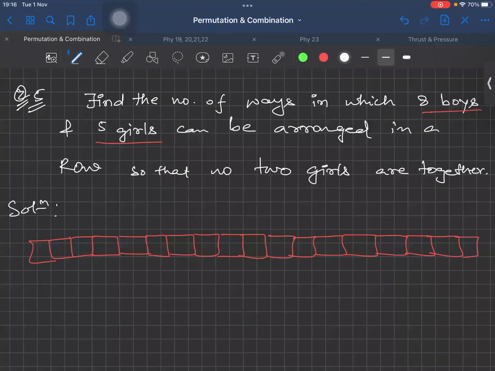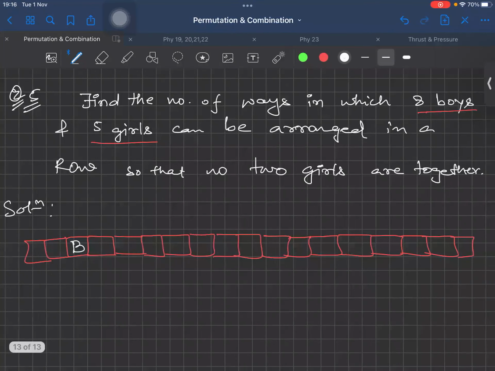So let's say if a boy is here, and in the middle there has to be a girl. So, boys. There are 8 boys, total 8 boys, so that can be arranged in 8 factorial ways. Boys can be arranged in 8 factorial ways. Is it or not?